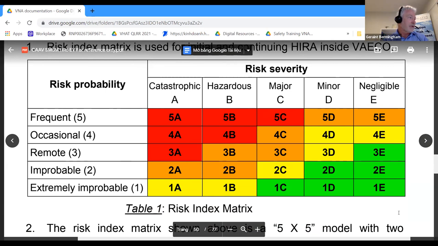Improbable, extremely improbable, remote. This raises an interesting question of whether the whole group should be using one shared matrix. The advantage there is everyone uses the same terms. It's useful to know that there's this other matrix. I will come back to the matrix later, actually.